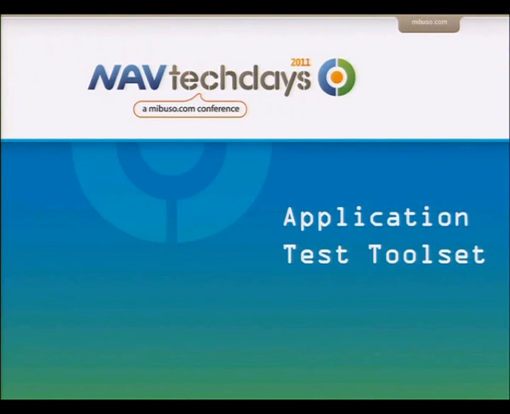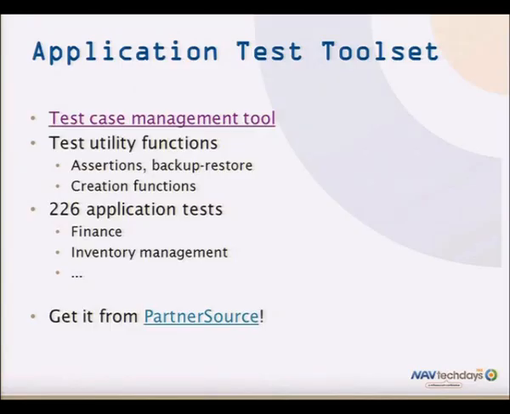So now I would like to show you some of the stuff that we put on Partner Source. And as I said, these are examples of things that we use internally. Some of the tools and library functions that we use to develop our test automation. So what does it contain? When you download it, you get a zip file. You can extract it, and then there's a FOB. And it contains a test case management tool, which is basically a UI in the Role Tailored client to run your tests. I will show it to you in a minute.